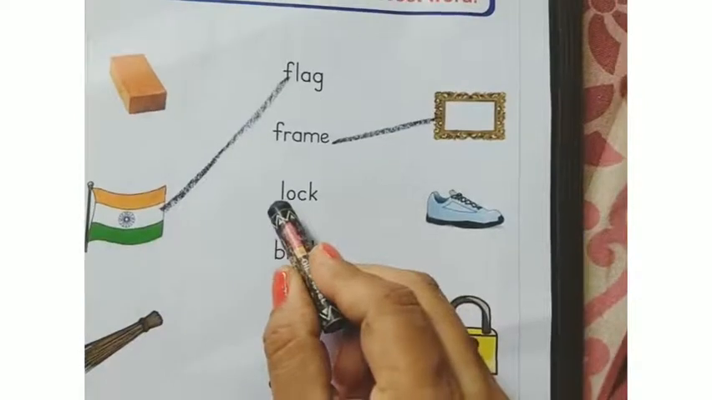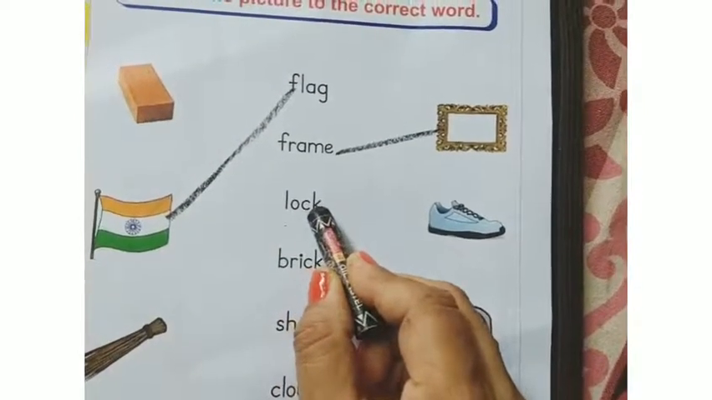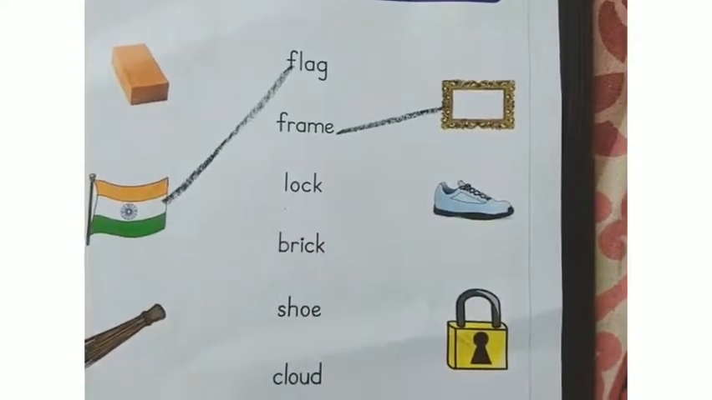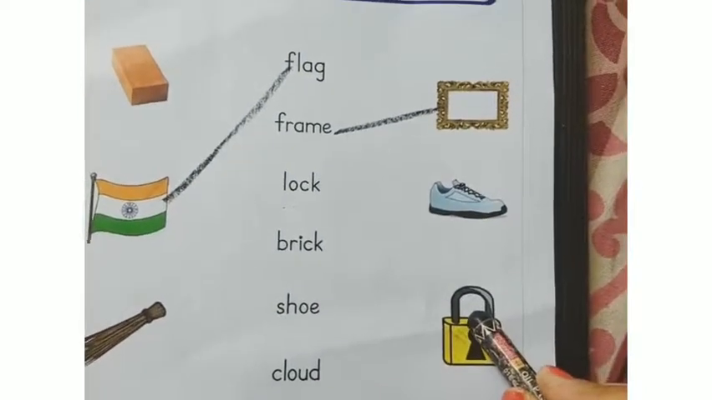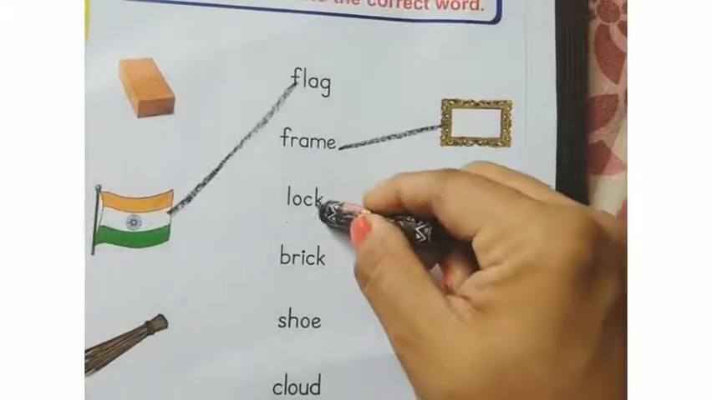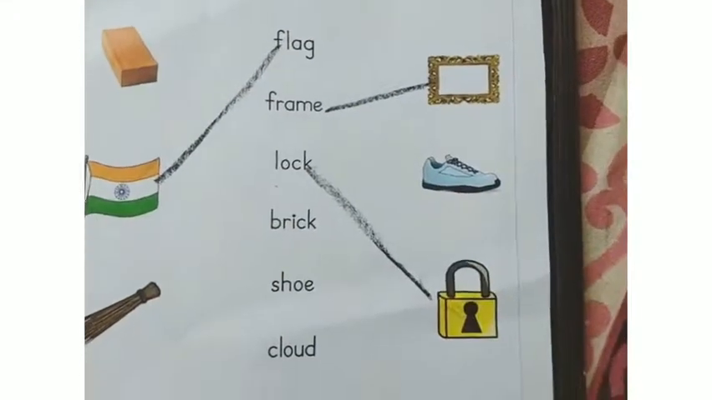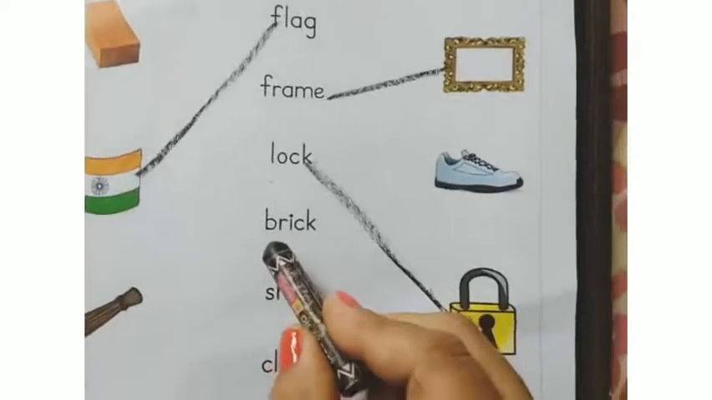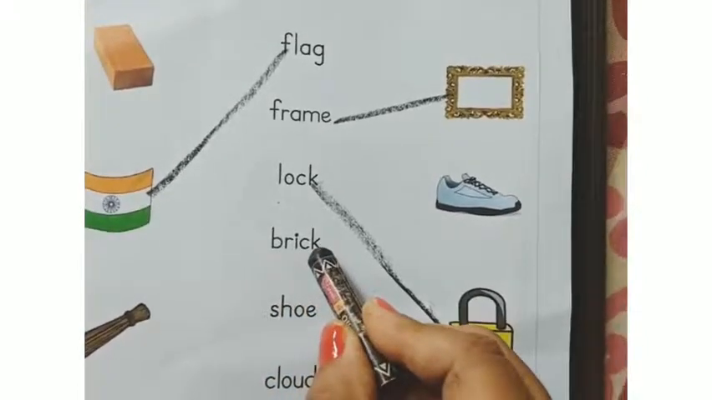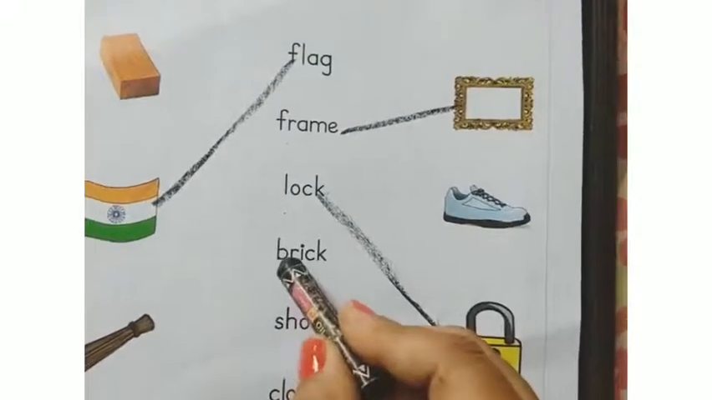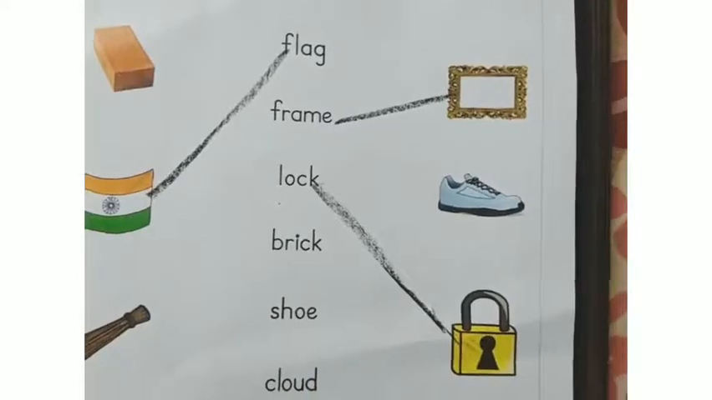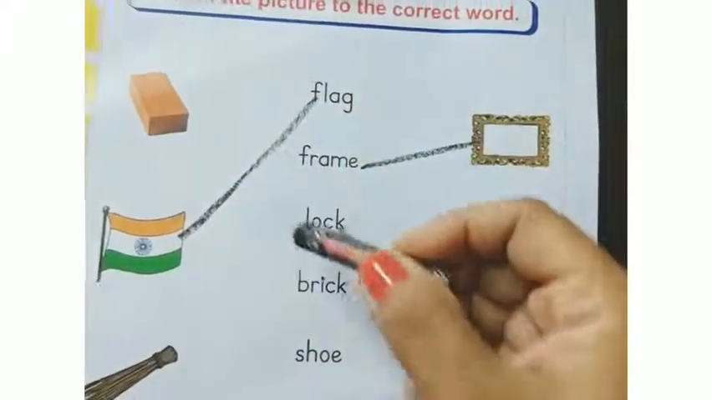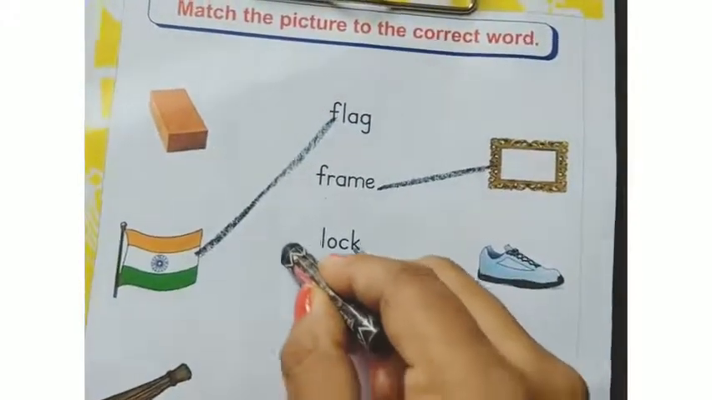Now next word, lock. Lock, lock. Here is lock. So we will match from here to here. Lock. Now next word, brick. Brick, brick. Where is brick? Here. So we will match this word to the picture.